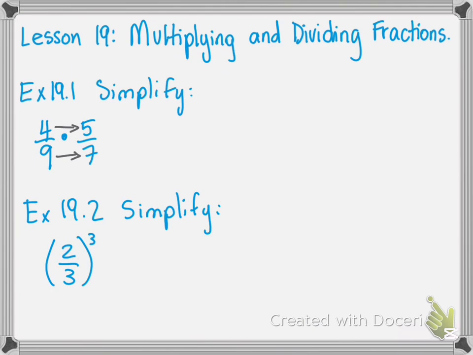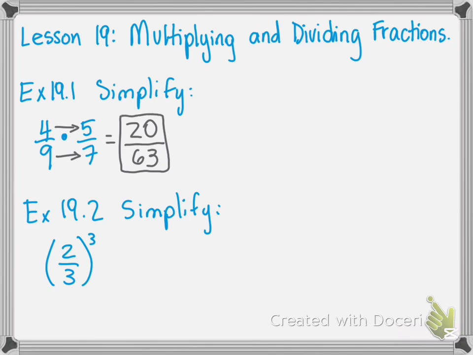Now, we are always going to try to reduce first, or simplify a factor from the top and the bottom if possible. But in this case, we don't have anything that divides both the numerator and denominator. So we're just going to multiply. 4 times 5 is 20, and 9 times 7 is 63. And that's it. That is our answer.